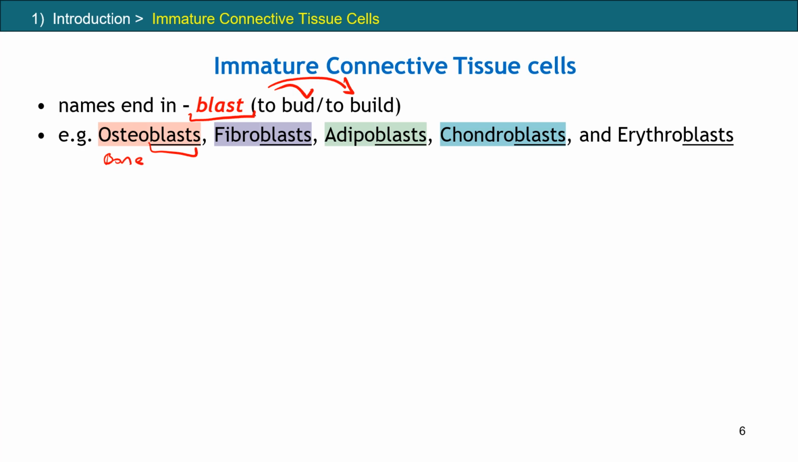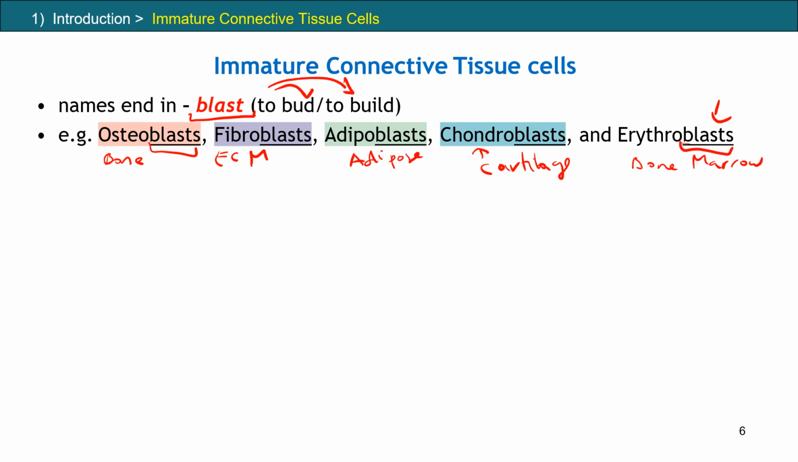The cells in the connective tissue that produce collagen are called fibroblasts. So they are in the ECM. Let me delete this. So let's put it in correctly. So the ECM cells, the adipoblasts are the ones that are in the adipose tissue, and the chondroblasts are the ones that are in the cartilage. Finally, the erythroblasts are the ones that are in the bone marrow. Those ones later will become the erythrocytes, that are the ones that carry the hemoglobin.